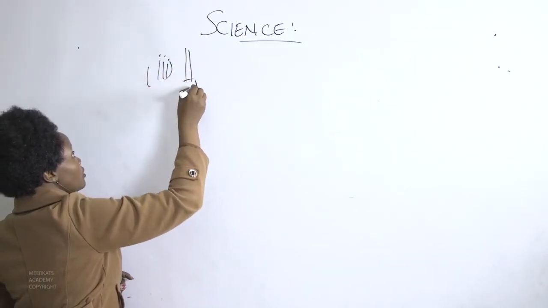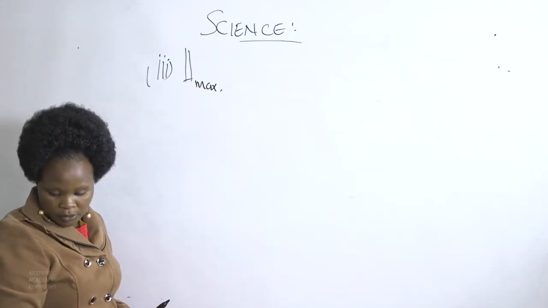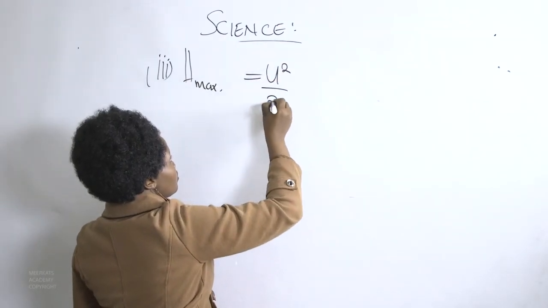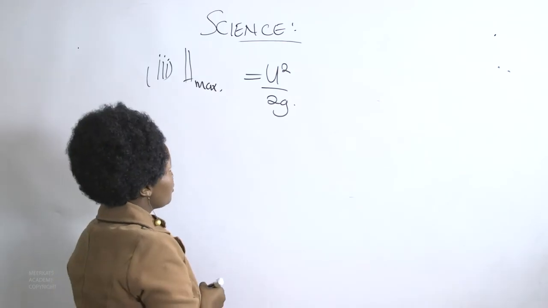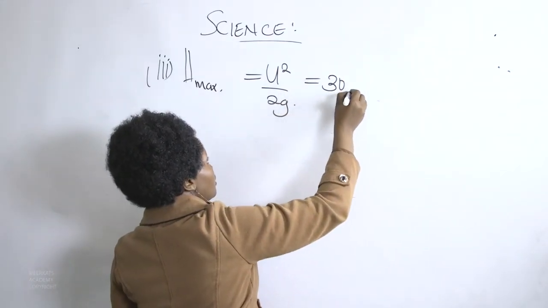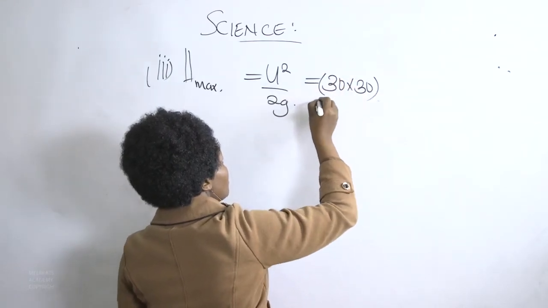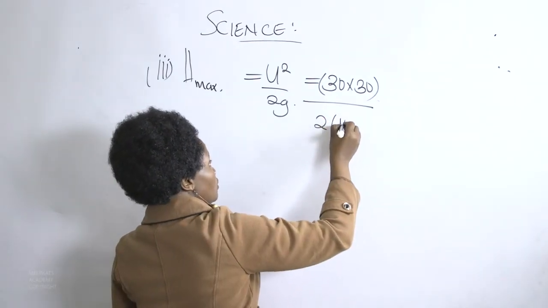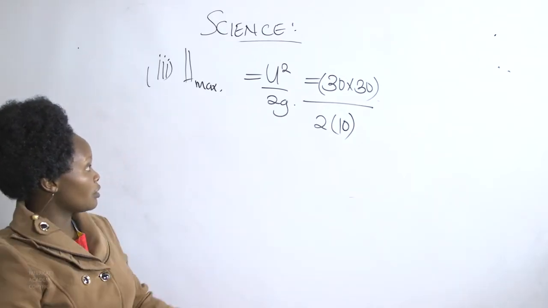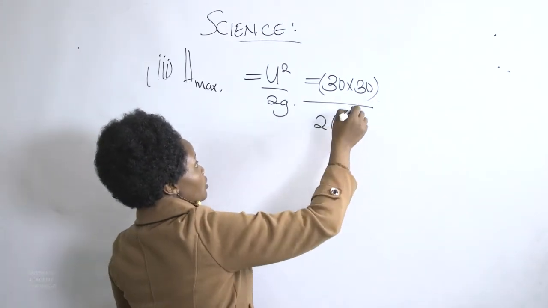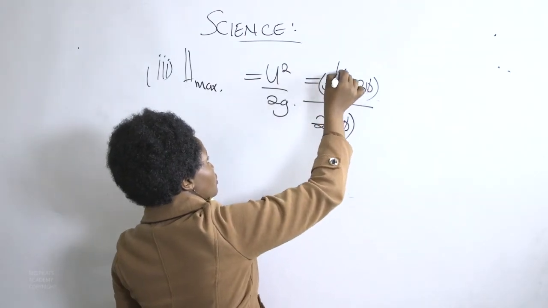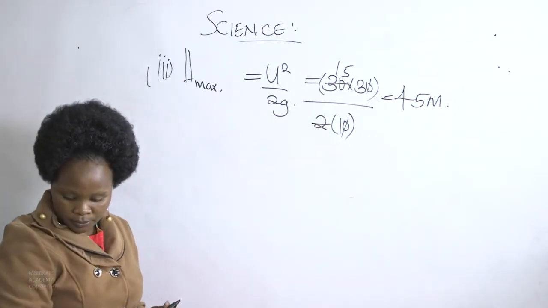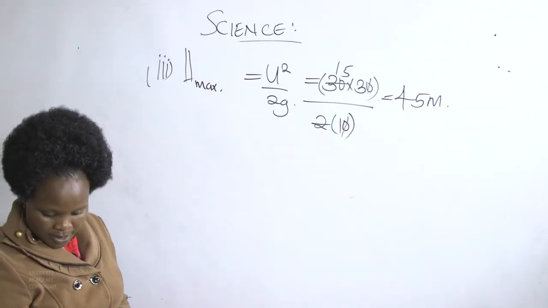Part 3 is the maximum height reached, which is given by u squared over 2g. Our u is 30, so 30 times 30, and we divide this by the product of 2 and the gravitational acceleration, which will yield 45 meters.